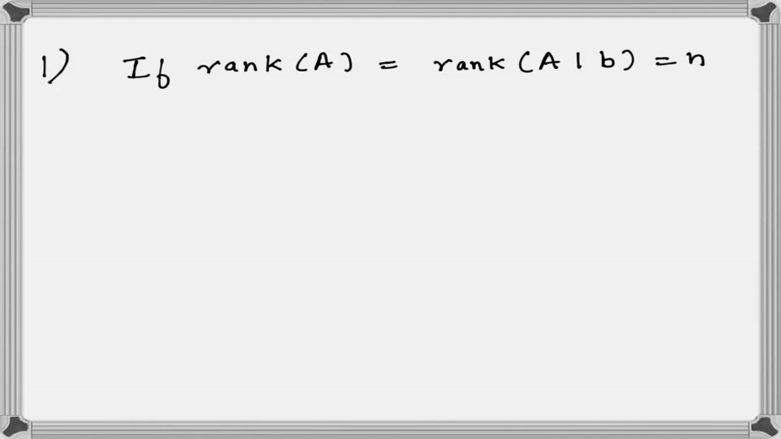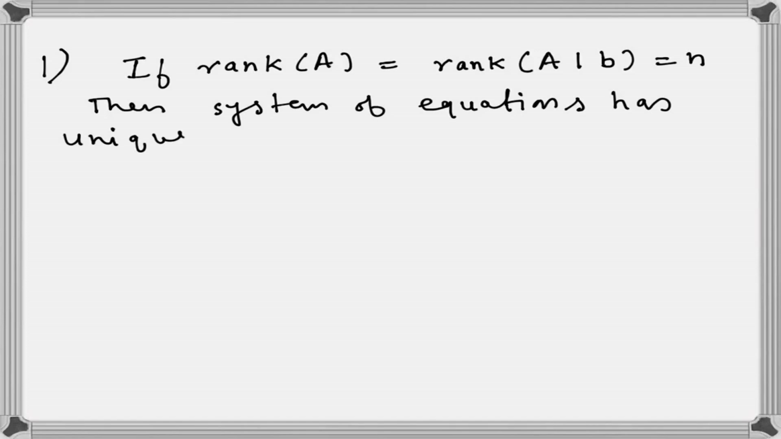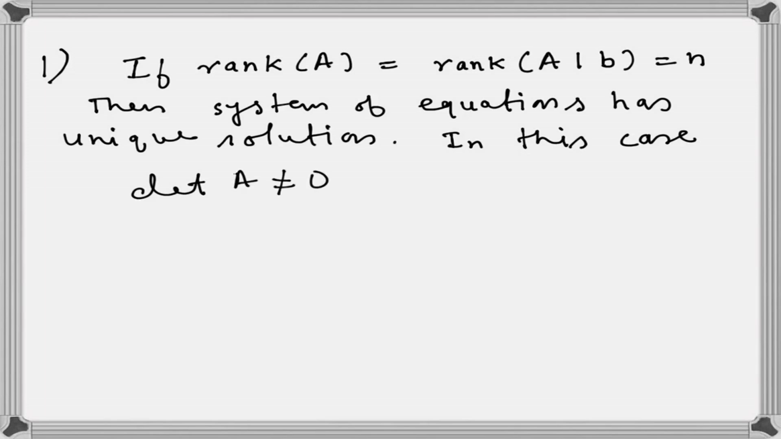First one is, if rank of A is equal to rank of the augmented matrix [A|B], which is equal to n, then the system of equations has a unique solution. In this case, the determinant of A is not equal to 0.